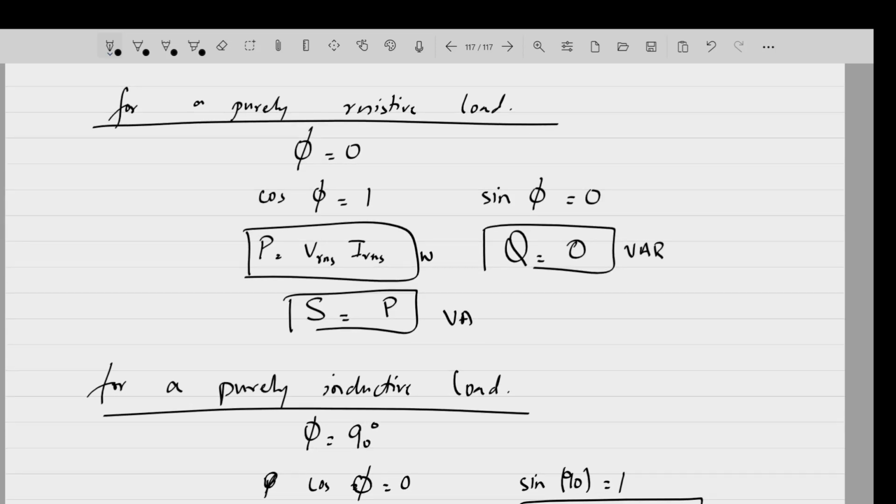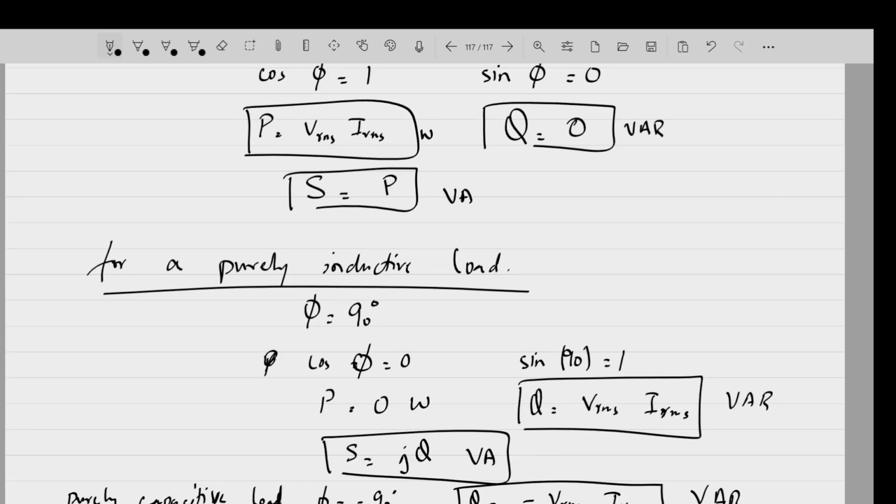For a purely resistive load, apparent power is equal to real power, imaginary reactive power is 0. For a purely inductive load, real power is 0. For a purely capacitive load, real power is 0. But for a purely inductive load, reactive power is Vrms into Irms. For a purely capacitive load, Q, the reactive power, is equal to minus Vrms into Irms.